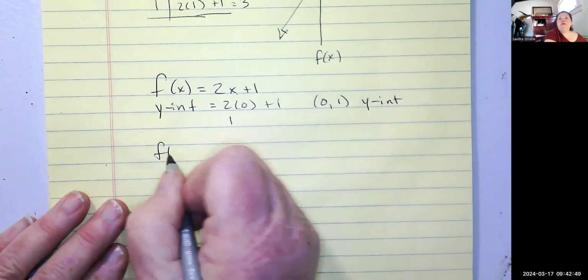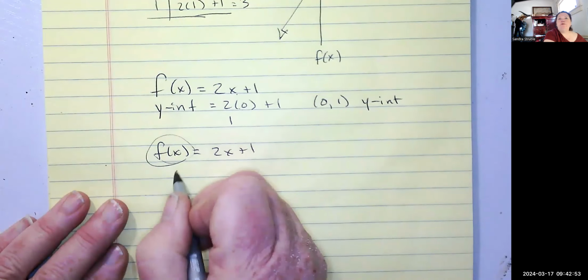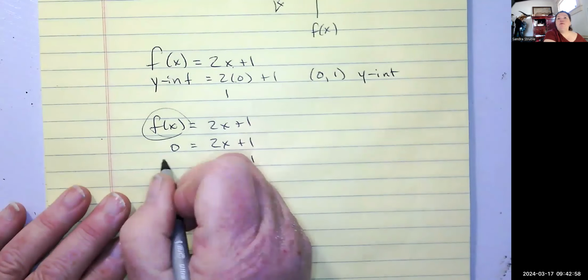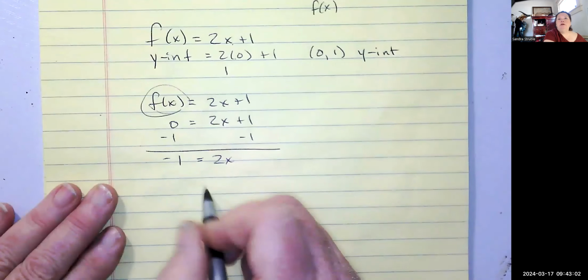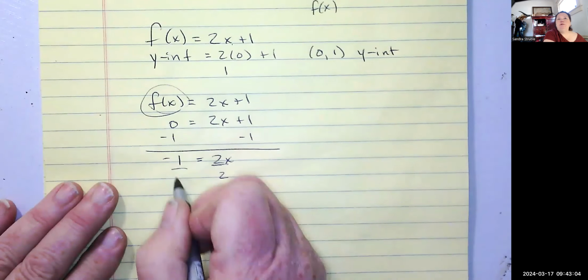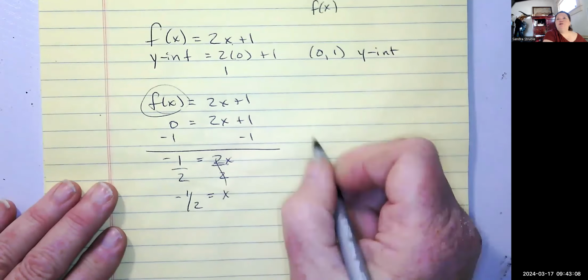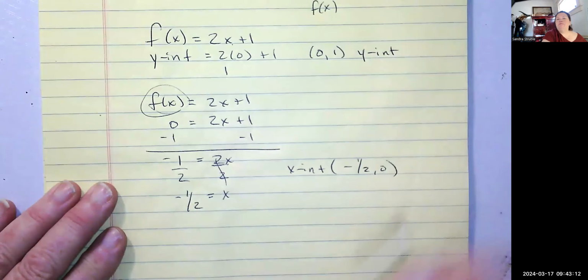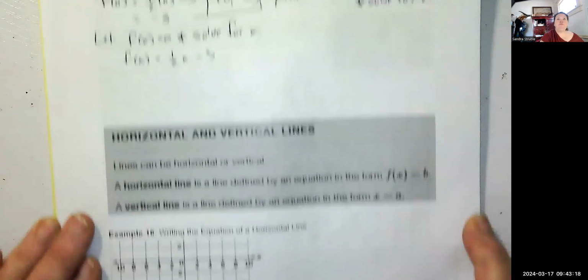For f of x equal 2x plus 1, we're going to let f of x equal 0 and solve for x. Subtract 1 from both sides. 2x is equal to -1. Then divide both sides by 2 to isolate x. x is equal to -1/2. So the x-intercept is -1/2, 0. Okay, that's how to do it without the fractions. Let's go back to the fractional one.